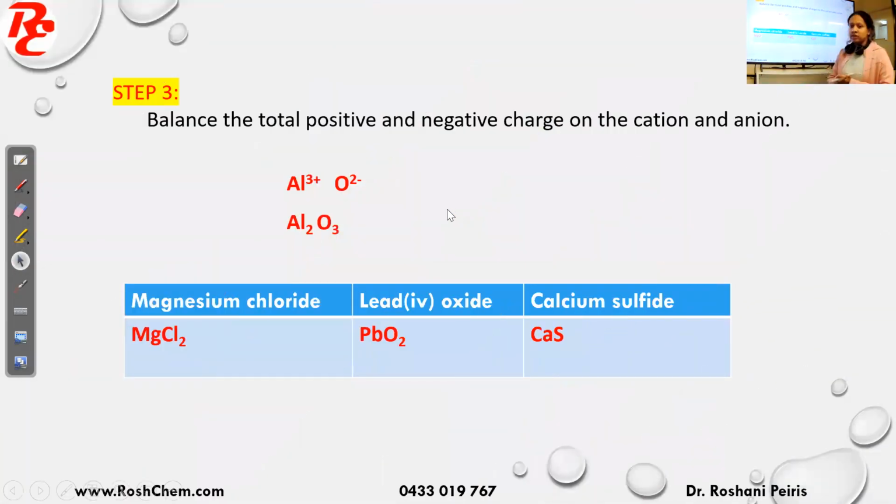Okay, so once we identify the charges, we can use the crisscross method to write the formula. So writing formula means that you're balancing the total positive and total negative charges. Right now we have Al3+ and O2-. So what I do, I swap these numbers which came from charges. So now aluminium will get this 2 from oxygen, and oxygen will get the 3 from aluminium. So the formula is then Al2O3 for aluminium oxide.